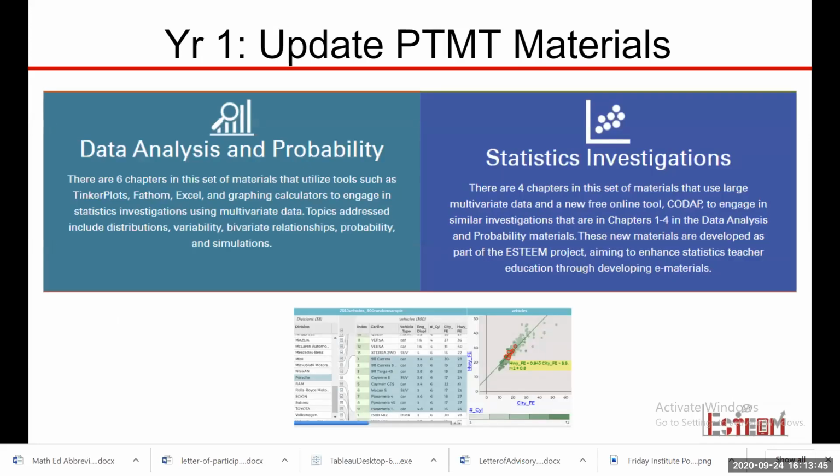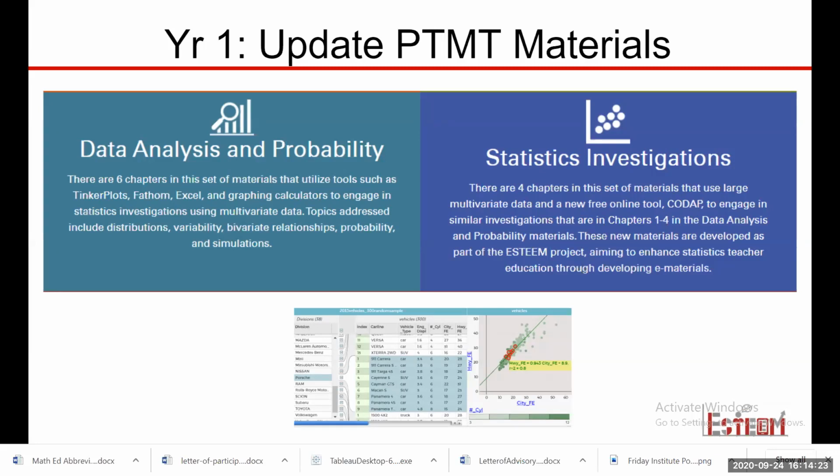So I mentioned the PTMT project. Some of you might also have accounts in the PTMT portal and may have been users of the PTMT materials. The first year of our project in ESTEEM, we were actually building from the former PTMT materials that were titled Data Analysis and Probability. So we started with those materials that were using software like Tinkerplots, Fathom, and Excel. And we jokingly called it that we were going to CODAPify them, because those software are going away.